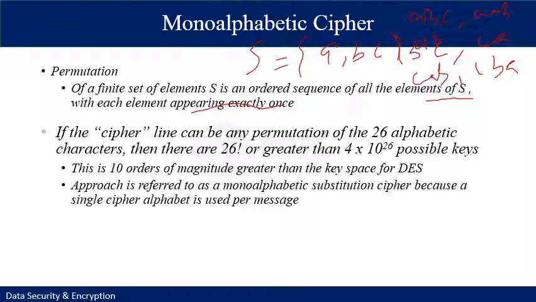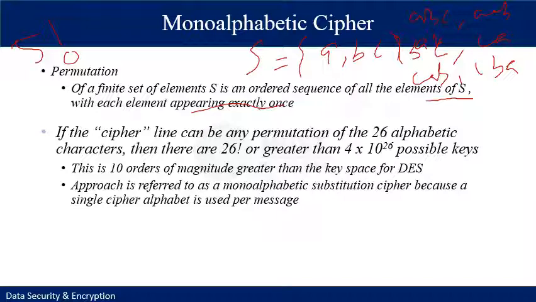If we have 5 values in our set, the number of permutations is equal to 5 factorial. The first element can be chosen in n ways, and the next element can be chosen in n minus 1 ways.